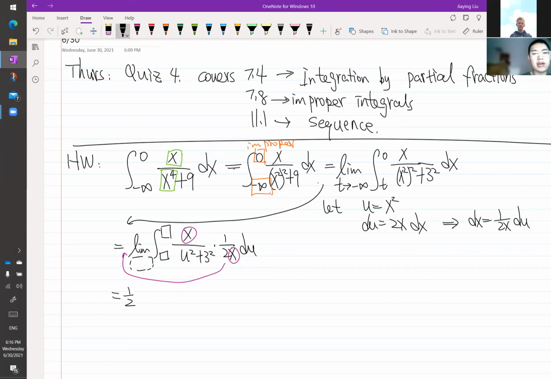So that's a 1/2 times the limit, and this is a definite integral. We have two terms that we're going to use later. Then the x cancels, the 1/2 is gone. So I just have 1 over u squared plus 3 squared du. This is from t to 0, then have t go to negative infinity.